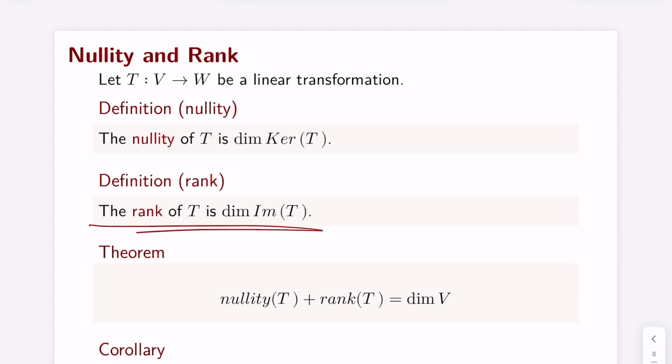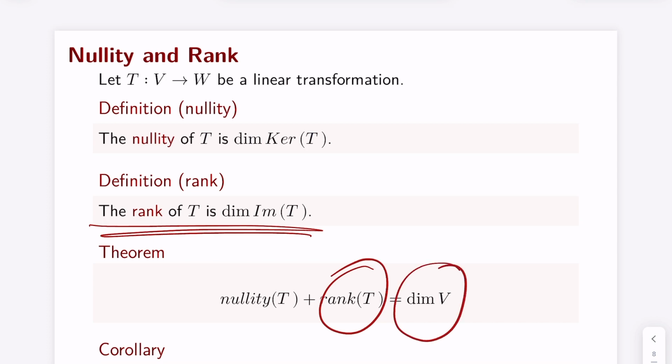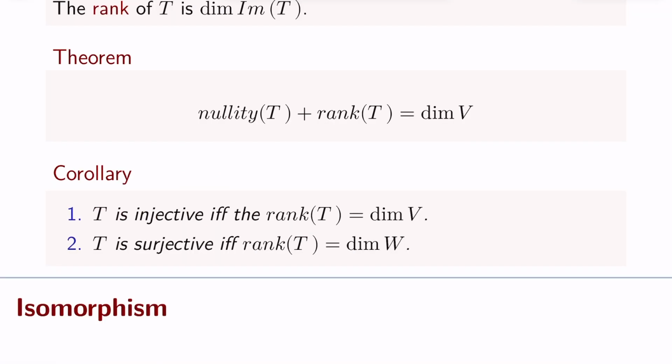So considering that the rank is very easy to calculate, if we plug in the rank here, and we have the dimension of the space, then we have a very quick way to calculate the dimension of the kernel. Since the dimension of the image is the rank, and when the image is the whole W the map is surjective, we can deduce right away that if the rank is the dimension of W, then the map is surjective.